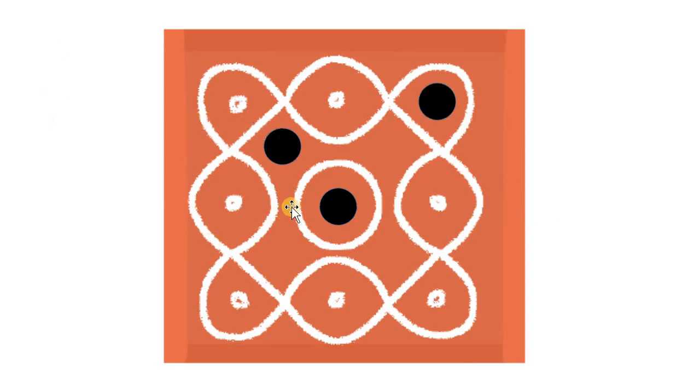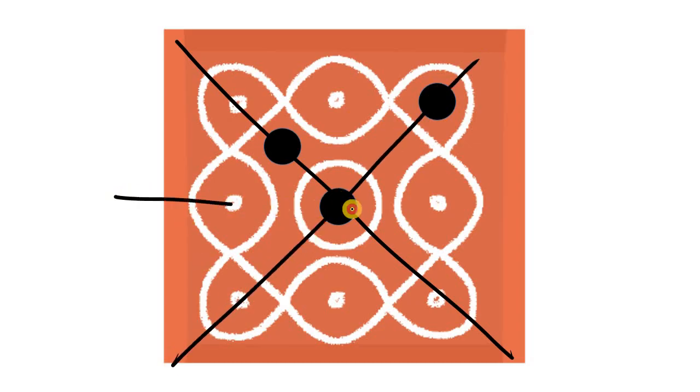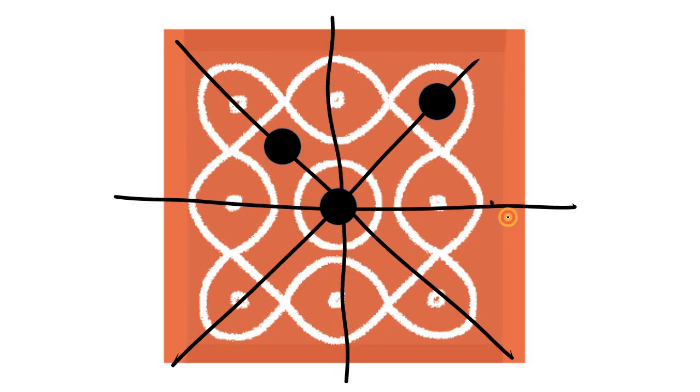Next, what about this? So you will find that actually there is no line where you can get a symmetry. There is no such line, none of them. So again 0 lines of symmetry.